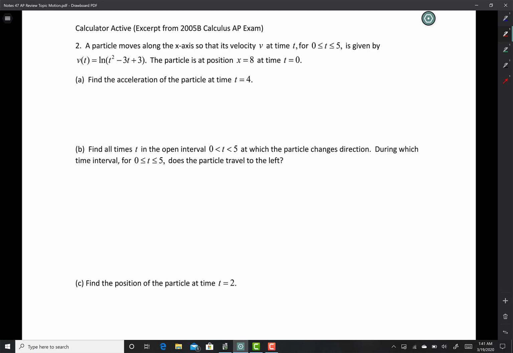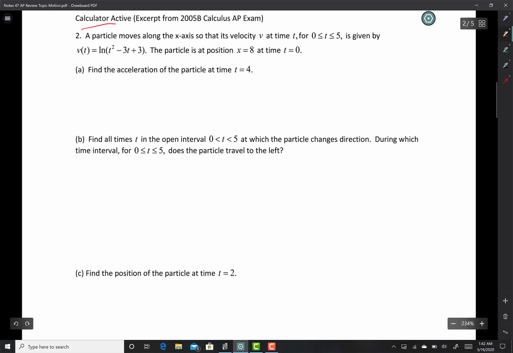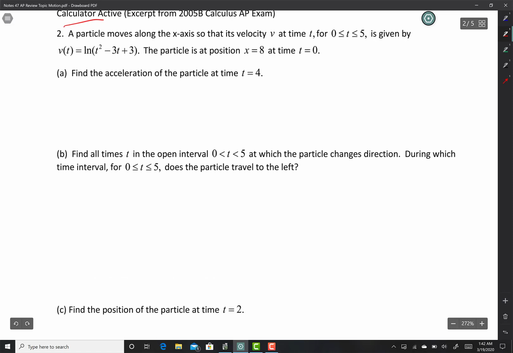Again, this is a calculator active question. This is from the 2005 B, so Form B exam. It can be found on College Board. And let's do this. The particle moves along the x-axis. So now I'm talking about motion either left or right. So that its velocity v at time t between 0 and 5 is given by, and I have this velocity here. The particle is at position 8 at t equals 0. Okay, that's cool to know. Find the acceleration of the particle at t equals 4. So this is looking exactly like the last one, guys.